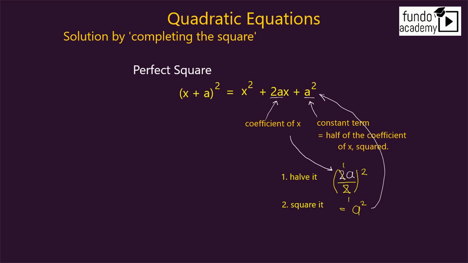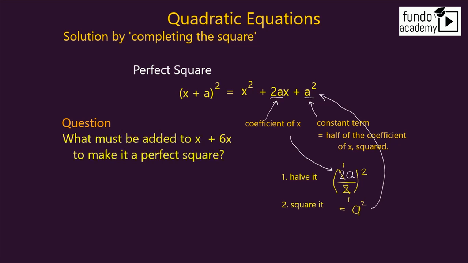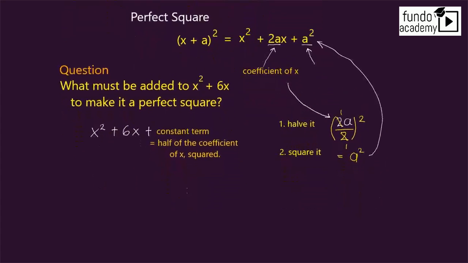So this is going to help us in answering some questions, like in this example, where the question is saying what must be added to x squared plus 6x to make it a perfect square. Alright, so with our x squared plus 6x, what has to be added to make it a perfect square is a constant term, right? And that constant term is half of the coefficient of x, squared.